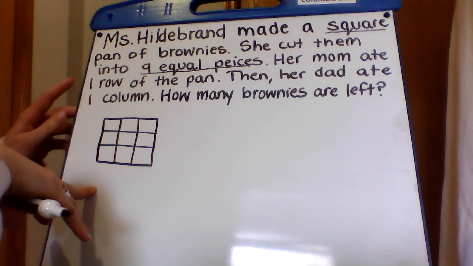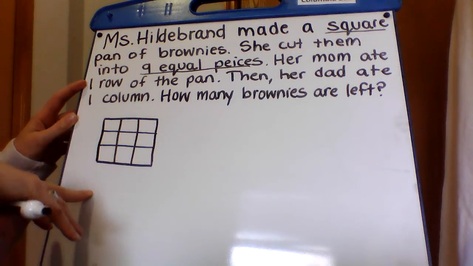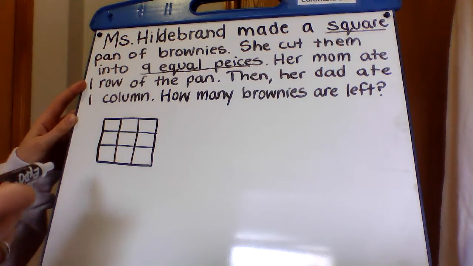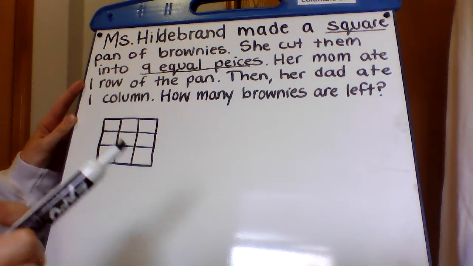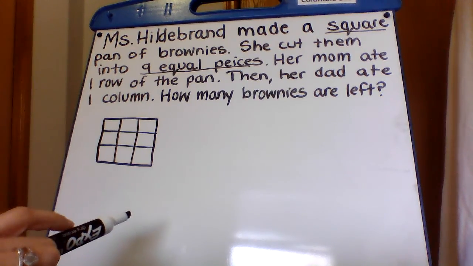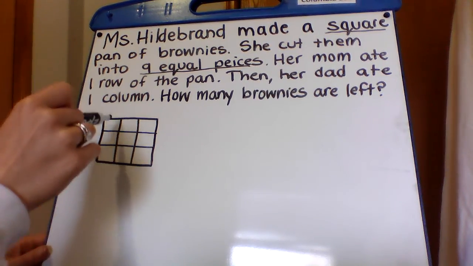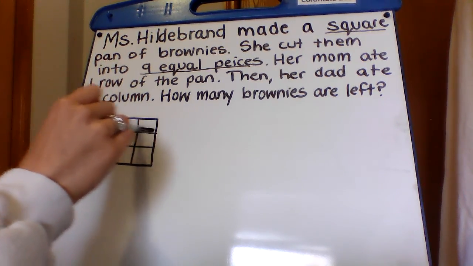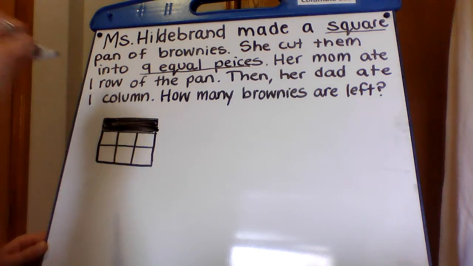So now my mom ate 1 entire row. So it doesn't matter which row, but what you need to do is take your pencil and get rid of 1 row. Now remember, rows go horizontally, so making sure that you're crossing out 1 horizontal row. Oh, the whole thing is gone.